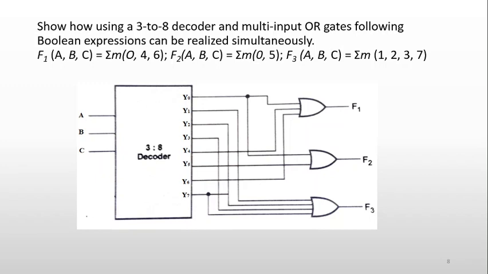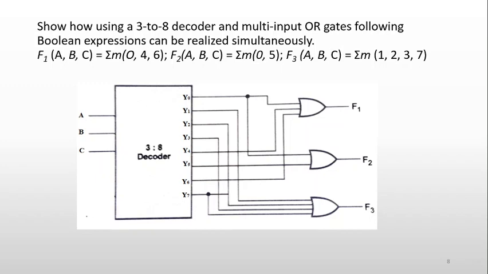The question is, show how, using a 3 to 8 decoder and multi-input OR gates, the following Boolean expressions can be realized simultaneously. It is given that f1, the function of a, b, c variables, is equal to summation m of 0, 4, 6. f2 is equal to summation m of 0, 5. f3 is equal to summation m of 1, 2, 3, 7. Now, we'll implement each Boolean function one by one.